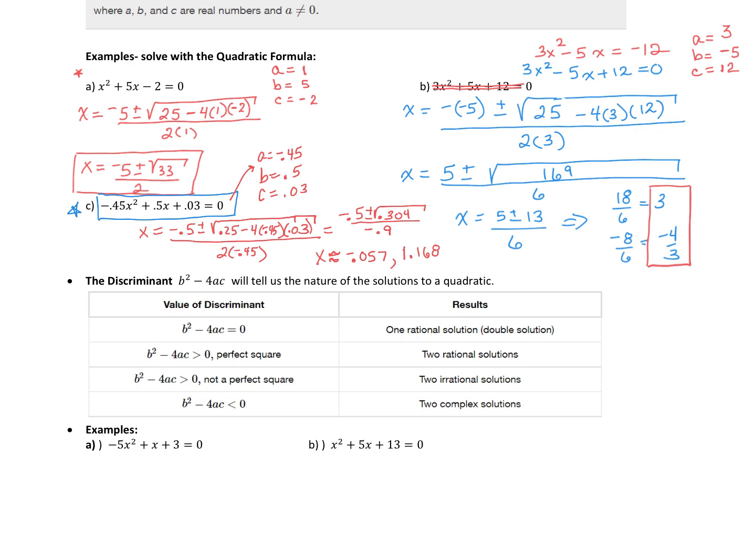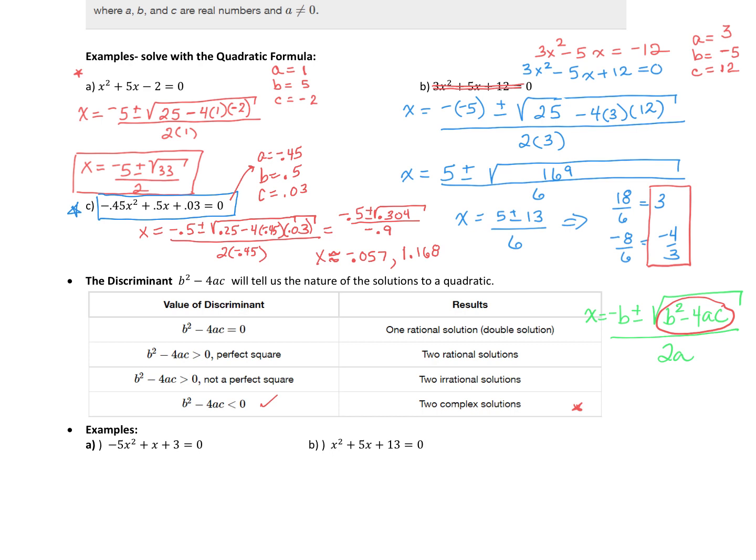The last thing on this section is about what's called the discriminant. So what you might notice is that when you're looking at the quadratic formula, x equals negative b plus or minus the square root of b squared minus 4ac all over 2a, that b squared minus 4ac is going to tell us what kind of solutions we have. So if that were a negative value, we would be taking the square root of a negative, and we would get 2 complex solutions.